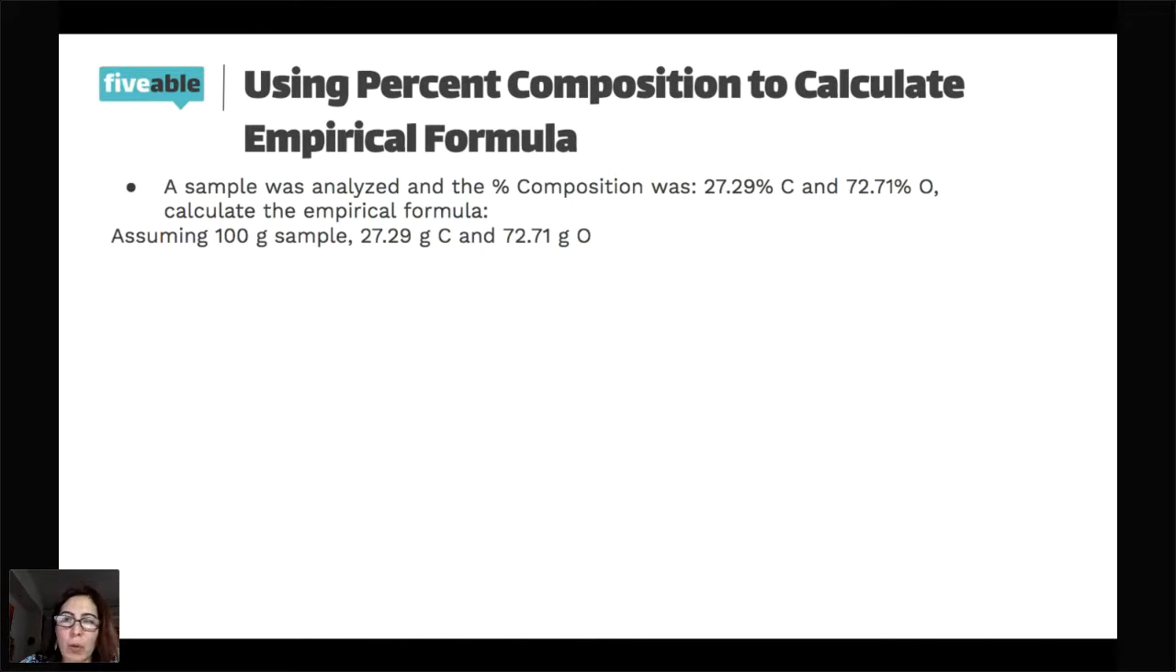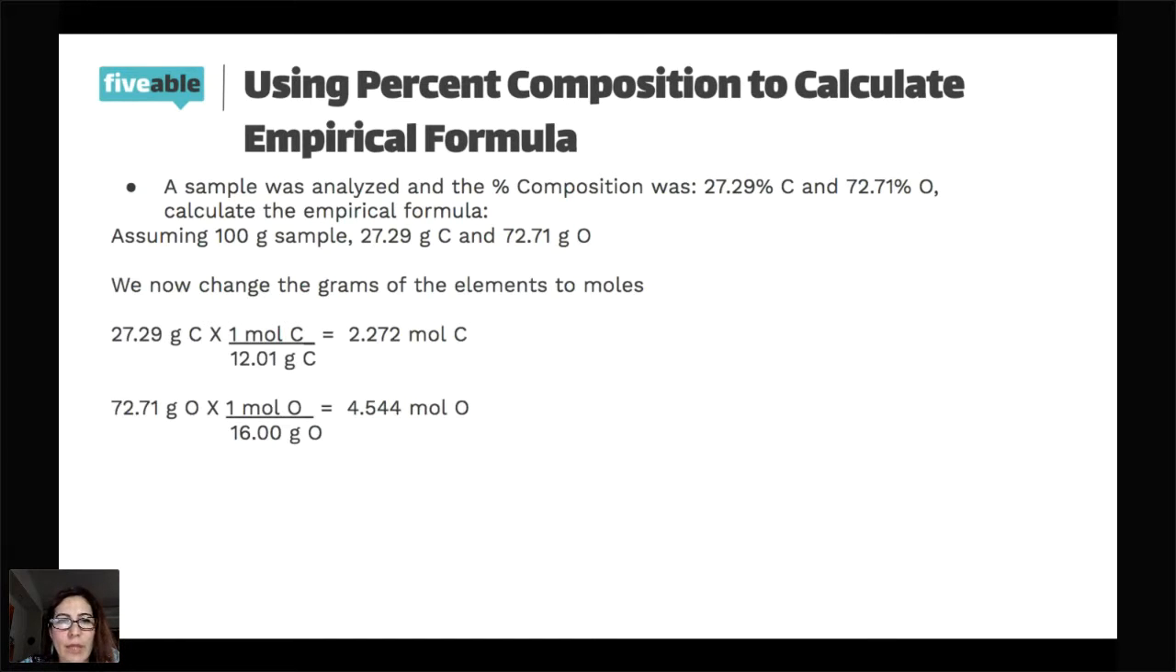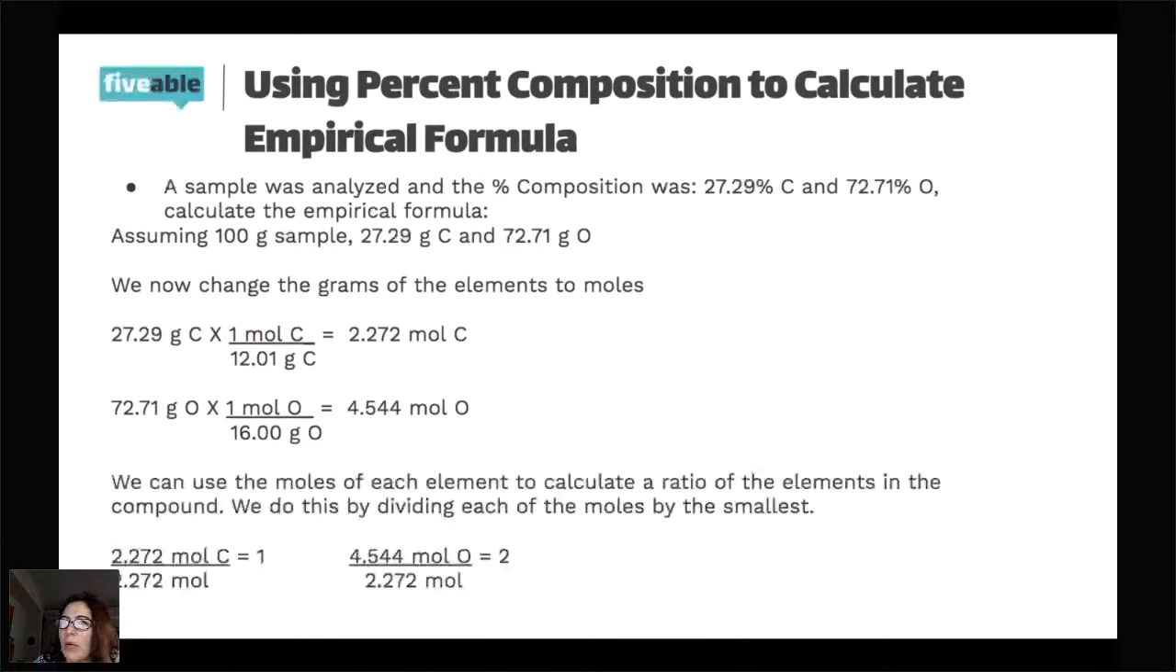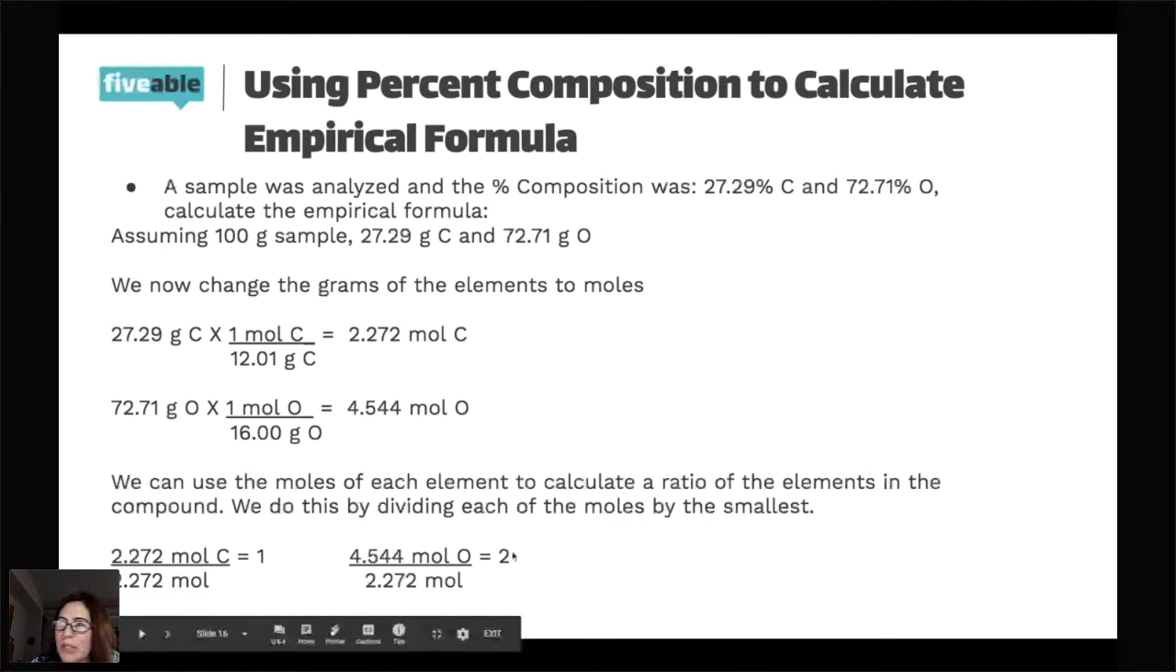We are going to now change the grams to moles. And then since we actually need a ratio, because a formula is a ratio, we divide the moles by the smallest. And then this will be our ratio of 1 to 2. Now we do have the empirical formula. The empirical formula of this sample is 1 unit of carbon per every 2 units of oxygen.